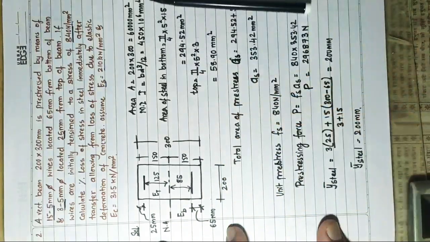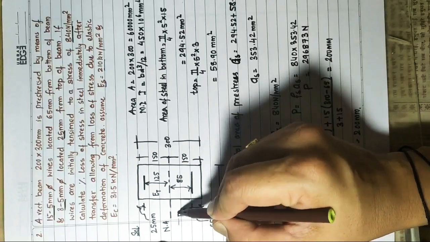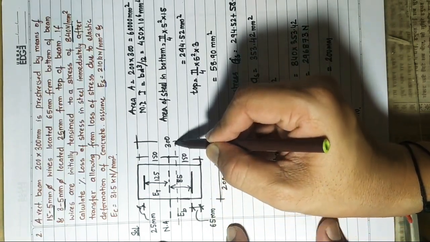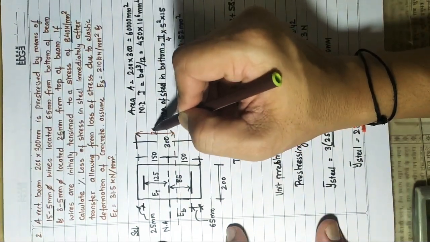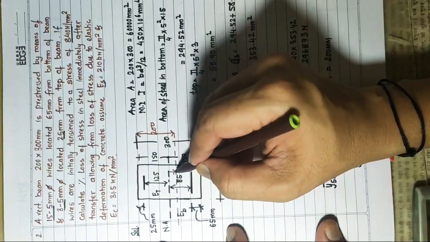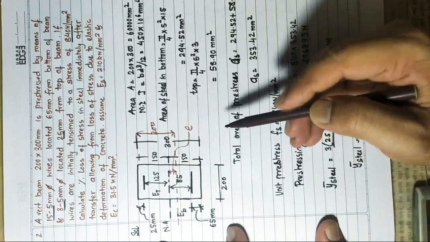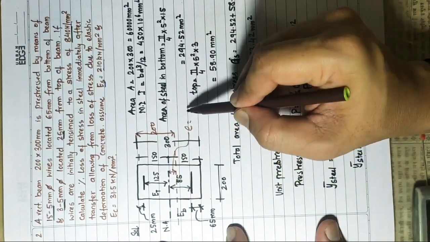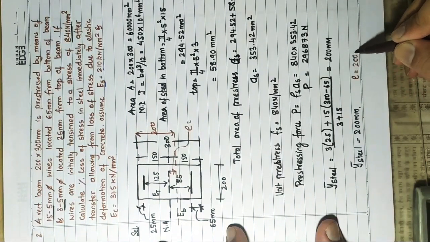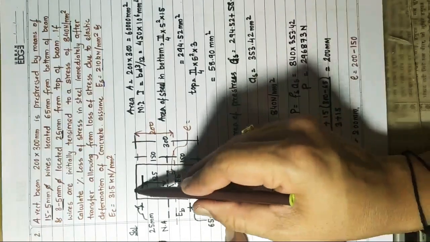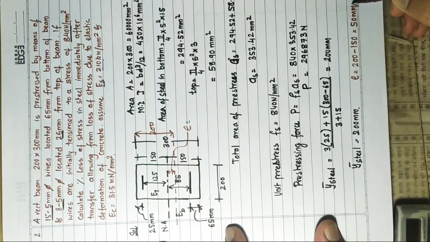So when we locate 200 mm from the top fiber, somewhere here we are able to locate this distance. The intermediate small distance between them becomes the eccentricity e. When we calculate, e is 200 minus 150 mm, the distance of the neutral axis from the top fiber, which comes out to 50 mm of eccentricity.